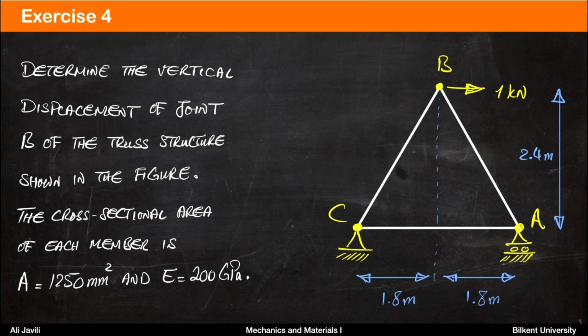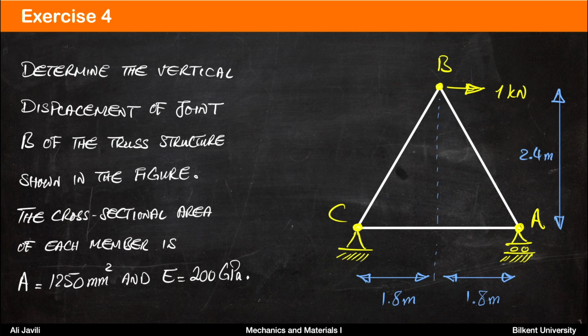Exercise 4 and the last exercise of this lecture asks us to determine the vertical displacement of joint B in the truss structure shown in the figure. The cross-sectional area of each member is 1250 millimeters squared and Young's modulus is 200 gigapascal. So you have a triangular structure as shown in the figure. You apply a force 1 kilonewton here and you're asked to calculate the vertical displacement of joint B.